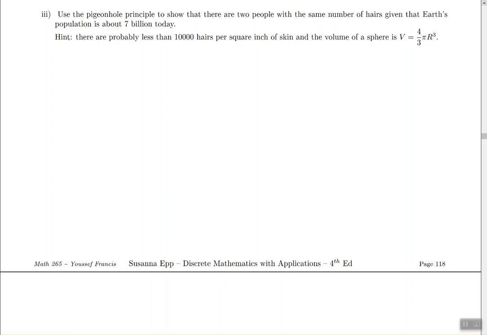Okay, in this example, we will show that there are at least two people with the same number of hairs on planet Earth. It's kind of a silly application of the Pigeonhole Principle, but it's a fun application, and that's the reason why we're doing this.